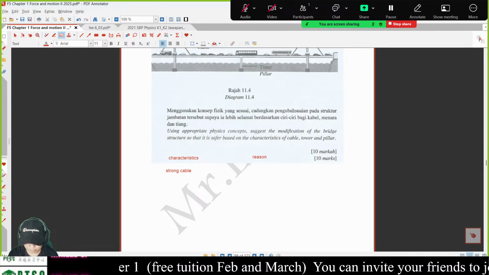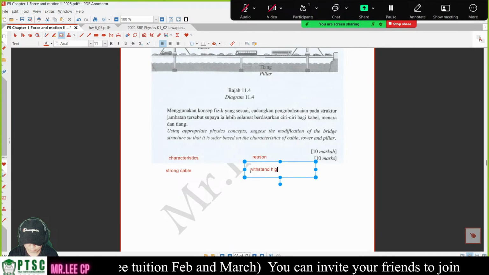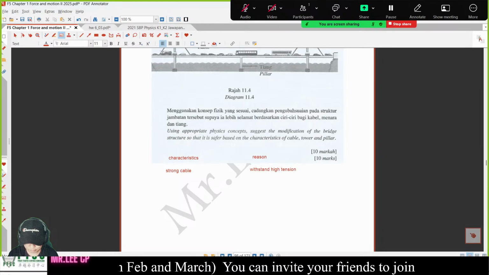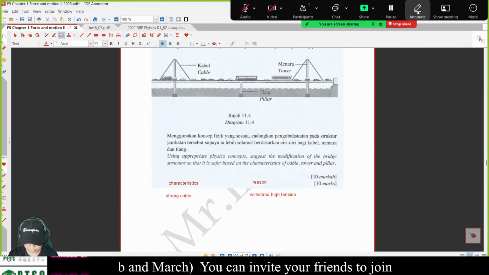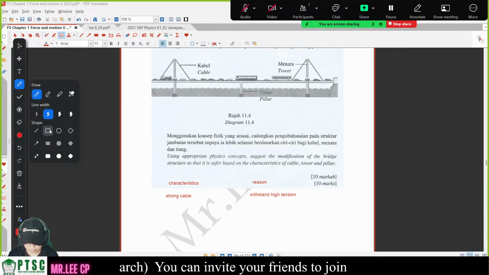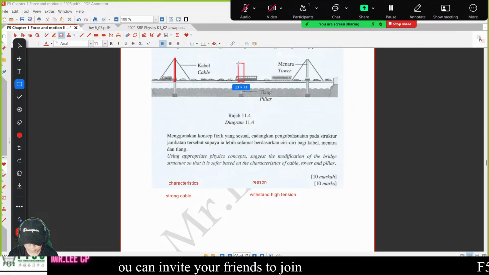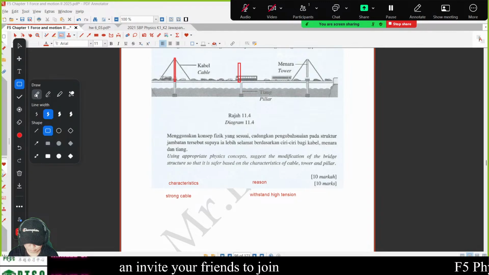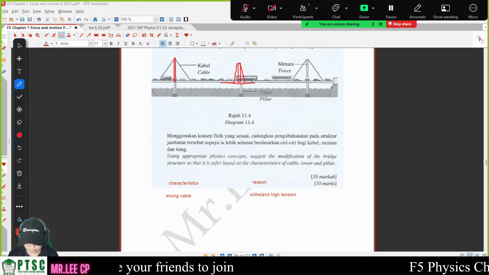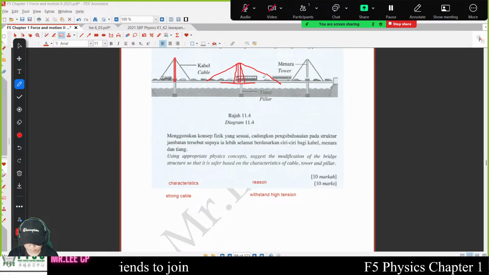Right? So why? We stand high tension. Right? Strong cable, we stand high tension. Now I want to ask you, if I put the cable like that, in here, another one, let's say here, the cable like that. So is it strong or not? So I think it has to be this way. So it will not break.